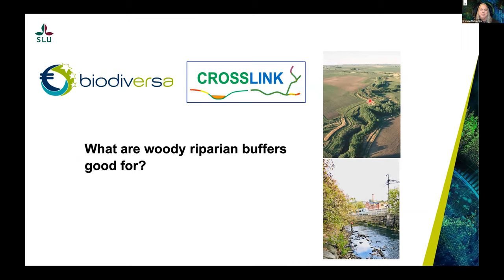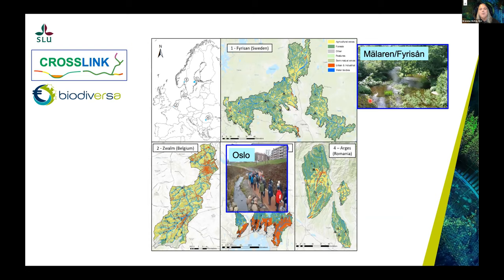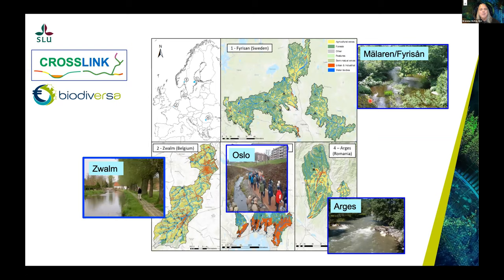To answer these questions, we have undertaken extensive field studies in four different study basins in Europe, differing in the type of human impact. These range from urban streams in the Oslo Basin in Norway to more agricultural streams in Sweden and Romania, and finally to the highly degraded mixed land use streams in the Zwalm Basin in Belgium.